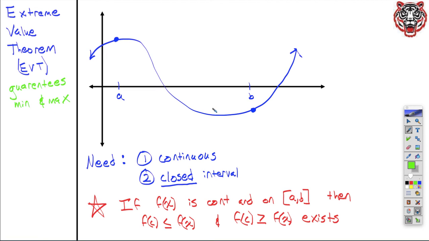And we can look at this function too. Well, yeah, a minimum does exist. There's a minimum right there. Where is the maximum? It's hard to say because that's almost a flat line, but the maximum is somewhere right there.